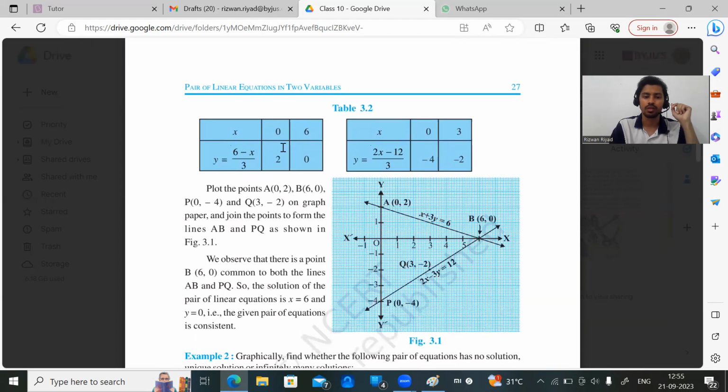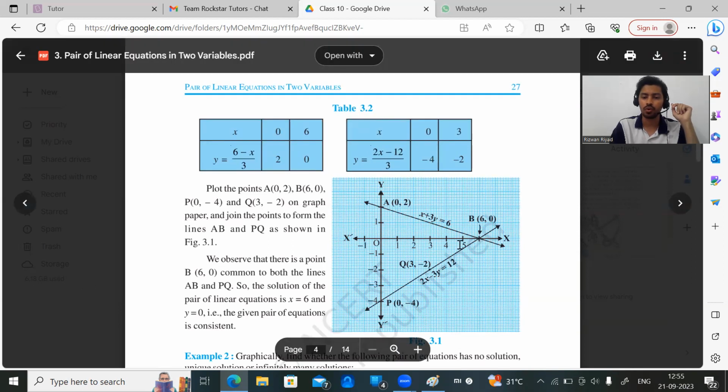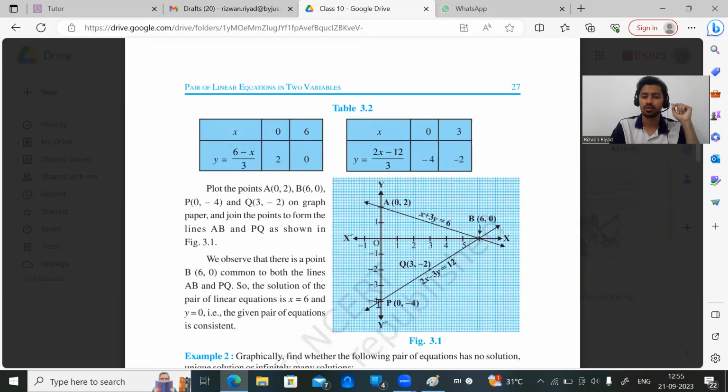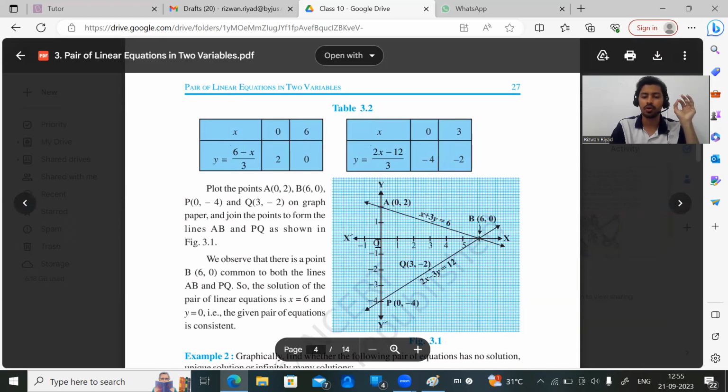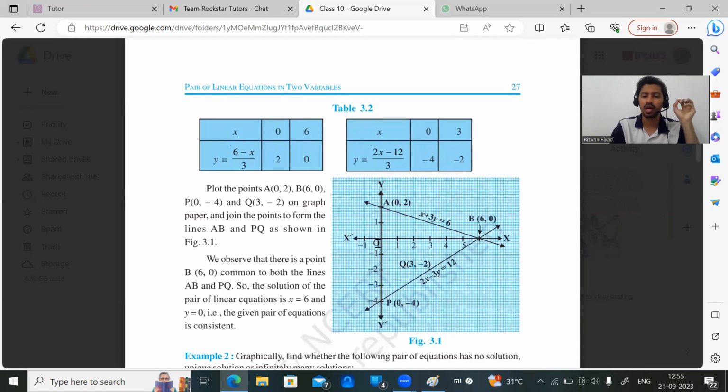Which are the points? The first point is, if x equal to 0, y equal to 2. So 0, 2. Take the point (0, 2) here. First draw the x-axis and the y-axis. These are the minimum requirements: we need one x-axis and one y-axis. Then you can mark the points.